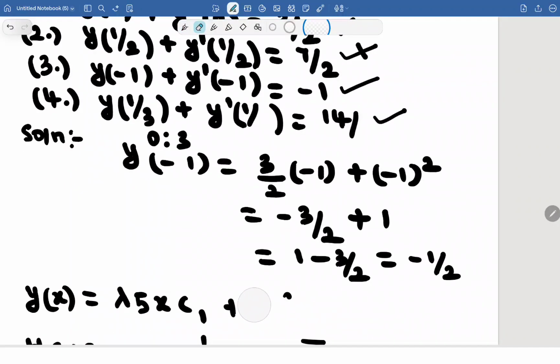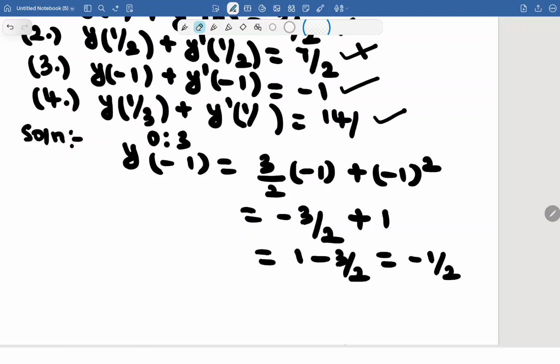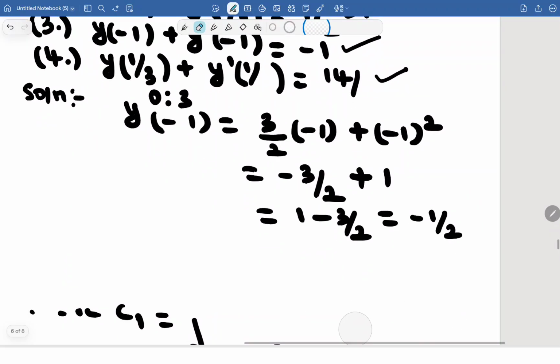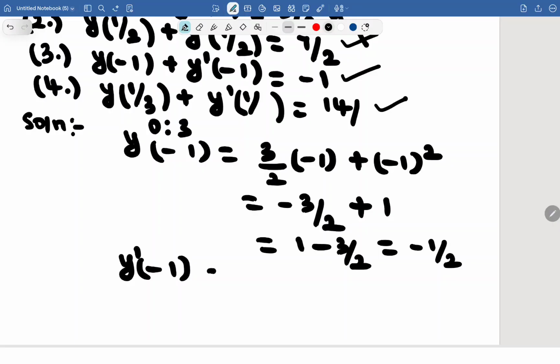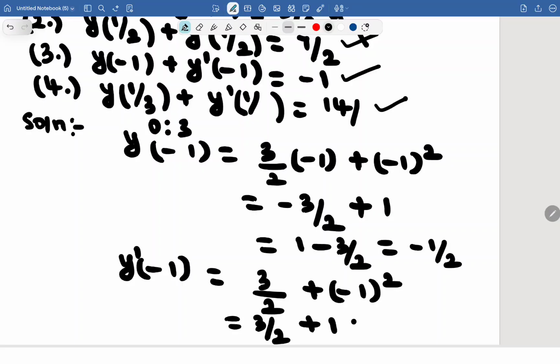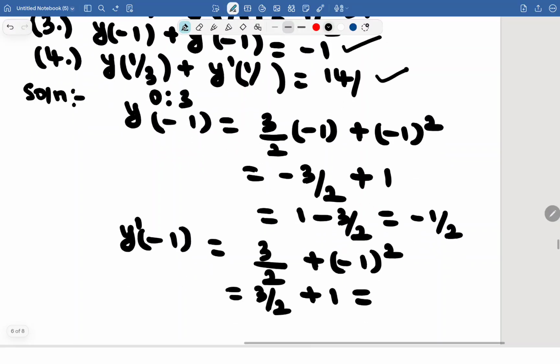Now I am going to find y dash of minus 1, then add. What is y dash of minus 1? y dash of minus 1 is 3 by 2 plus minus 1 the whole square, which is equal to 3 by 2 plus 1. The answer is 5 by 2.